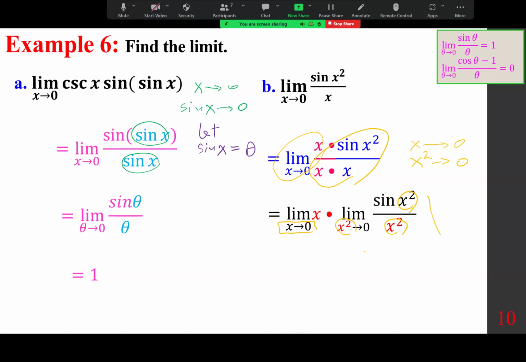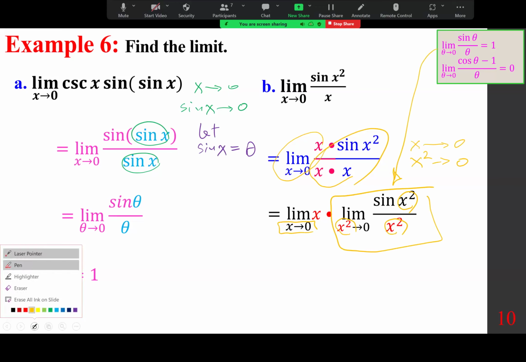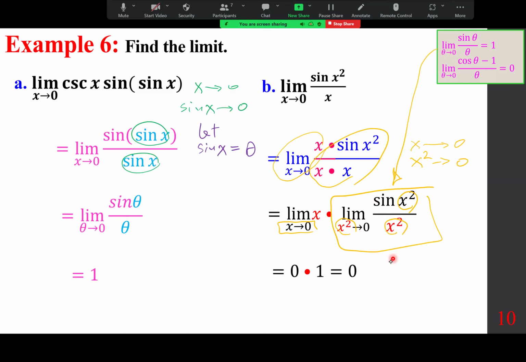Now, you don't even have to change it to theta, but please understand the meaning of this is that the argument of sine, the denominator, and this that goes to 0 must be identical, and they are. So this goes to 0, this goes to 1. The product of 0 and 1 is 0.